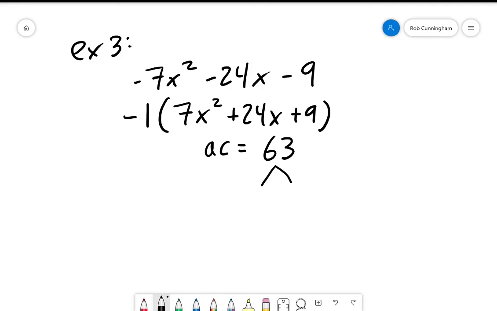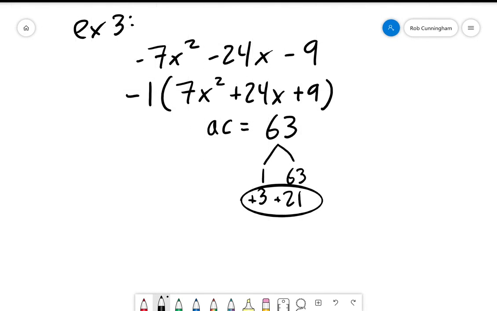Well, I'm not so sure about that one. I know that 63 is 1 times 63. I know it's 3 times 21. There I am, 3 times 21, and both are positive. Now again, since I have 7x squared and not just x squared, I can't skip straight to the end. I have to split up my middle term. This negative 1, I am going to carry it down. I'll deal with it later.